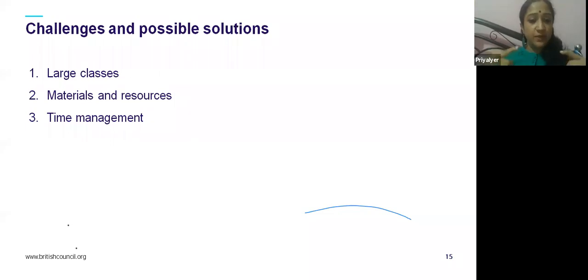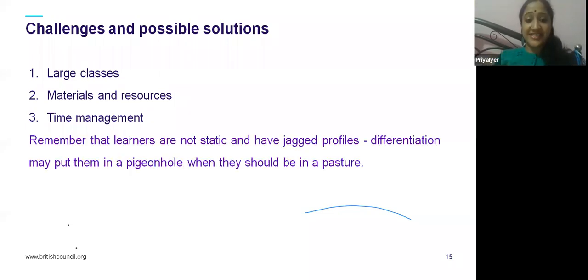Absolutely. Very quickly, remember that learners are not static and have jagged profiles. Differentiation may put them into a pigeonhole when they should be in a pasture. So be careful of not crossing that line and going overboard with it. Just be wary as you would in any other situation.